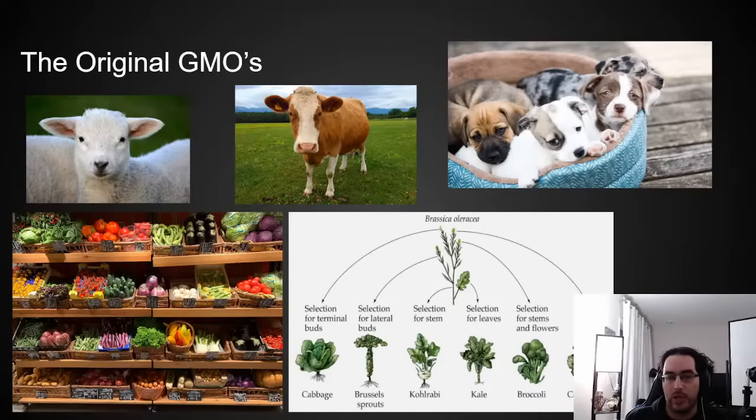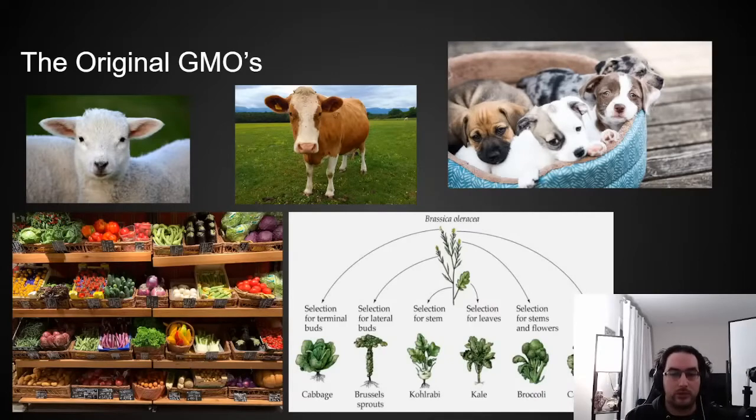Sheep are wonderful. Every green vegetable that you eat, whether it's cabbage, Brussels sprouts, kohlrabi, kale, broccoli, cauliflower, and a few others. This little image here does not actually cover the whole list. It's all the same plant. It's not just that they're similar species. It's the same species. They are the same plant, just modified by humans over thousands of years.